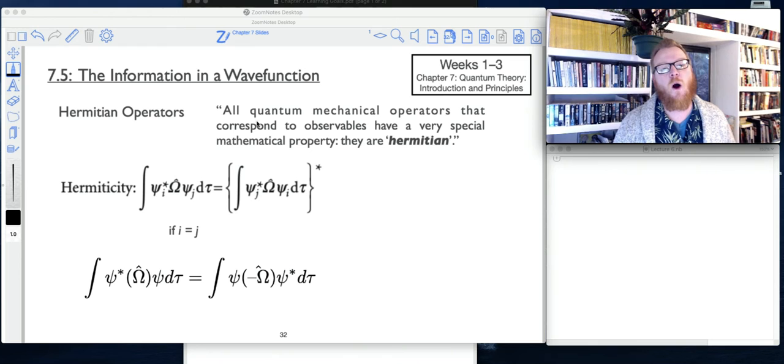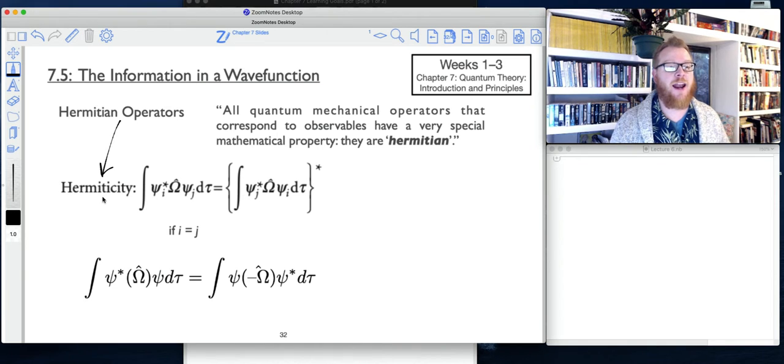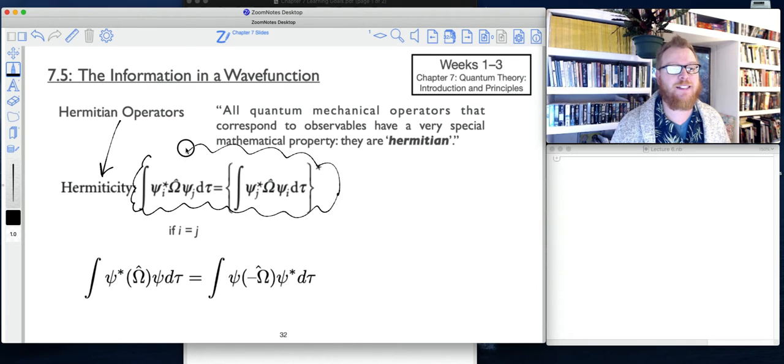Okay? So all quantum mechanic operators that correspond to observables, such as energy or position, have a very special mathematical property. They are Hermitian. So a Hermitian operator is one that has hermiticity. I don't make up these words, I promise. And this is the mathematical property of hermiticity.